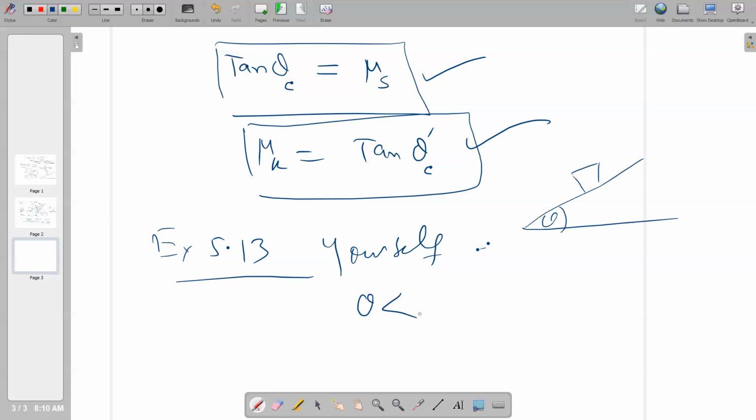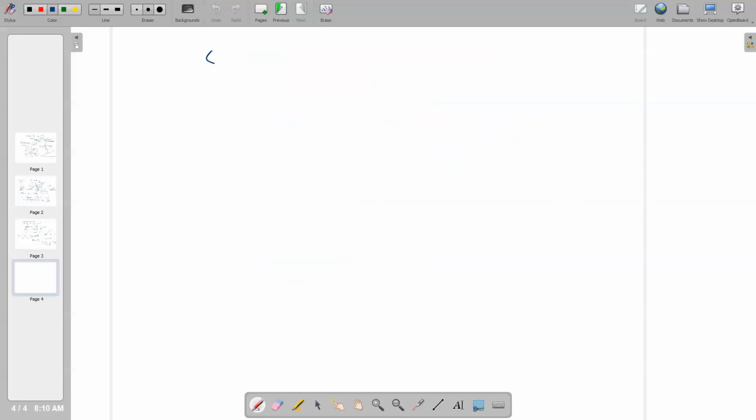So here theta is less than theta c, no sliding and the body is at rest. If theta is equal to theta c, then the frictional force is limiting. Remember one very important formula, this one. Last time we studied static friction and kinetic friction. Static friction we normally write as f_s, and this is equal to mu_s into N, okay?